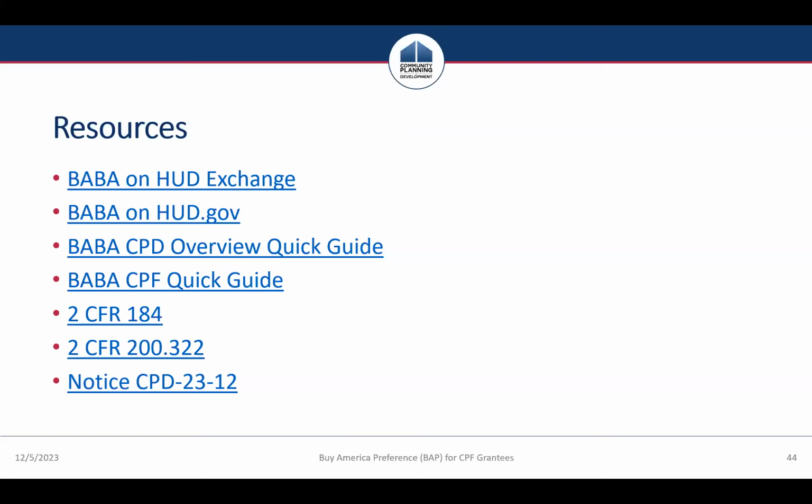If you haven't, recommend that you all bookmark 2 CFR 184. Those are the Buy America preference regs. That includes things like the definition of infrastructure, definition of iron and steel, manufactured products, construction materials. Encourage you all to go there. And then we've talked about it a number of times, but do encourage you all to download a copy of CPD Notice 2312.